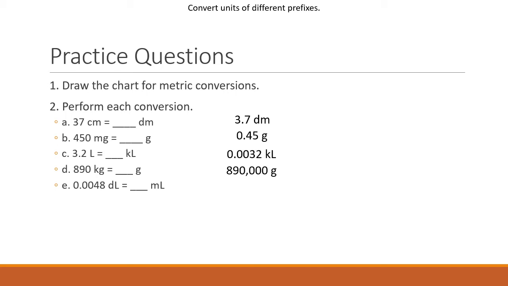And then finally, on the last one, from deciliters to milliliters, my decimal will need to move to the right 2 places, looking at that chart. So I go from 0.0048 deciliters to 0.48 milliliters.